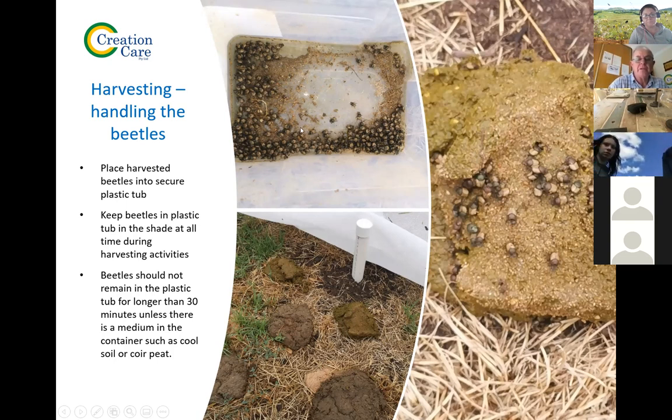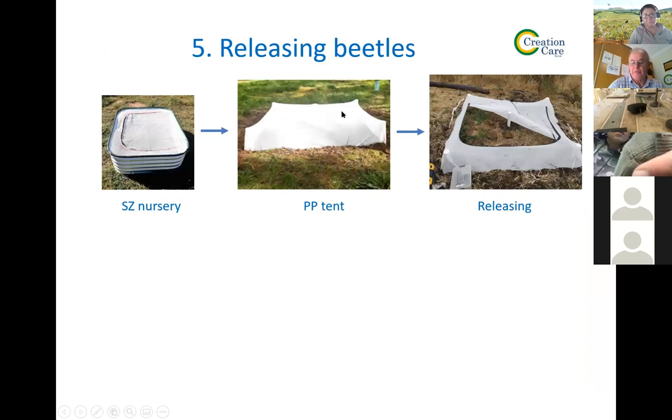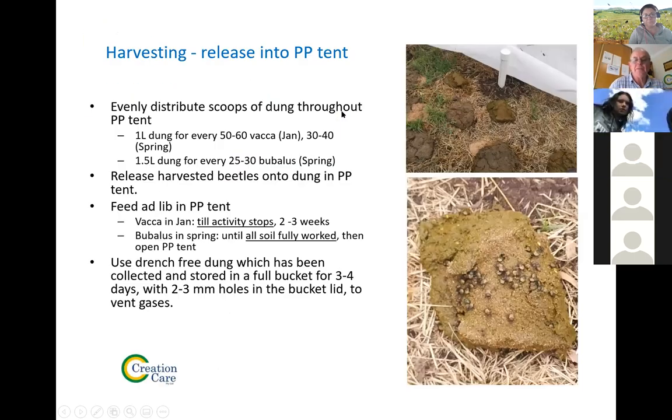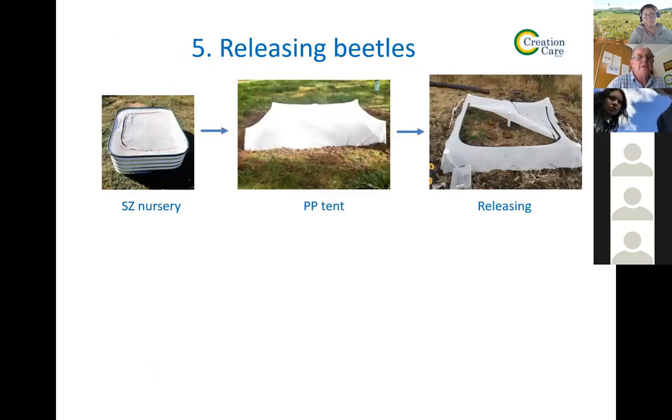Just looking after the beetle till you put them where you want to put them. Next, so you've harvested beetles, and then as we've said, we want to put them into the PP tent. We've grown them in the LZ nurseries. We put them in the P tent, which is going to be our release tent.